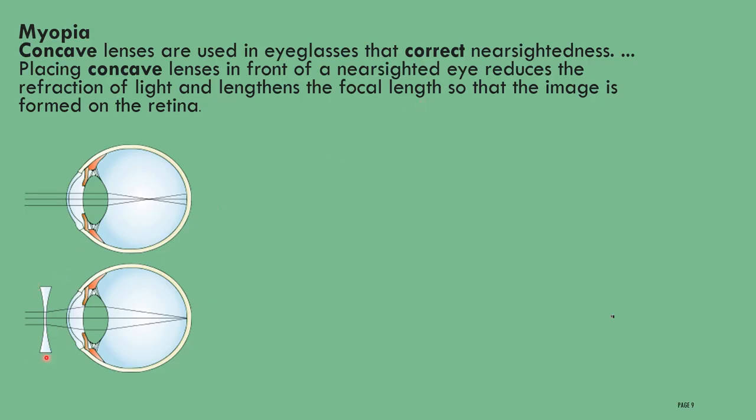Okay, let us discuss in detail here. Here is the concave lens. Whatever rays fall on the concave lens will get diverged.